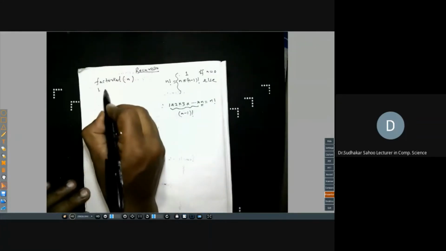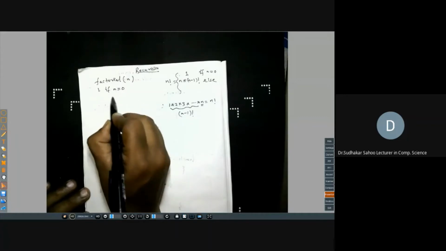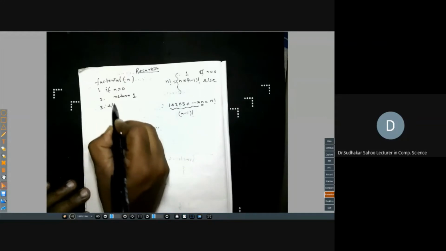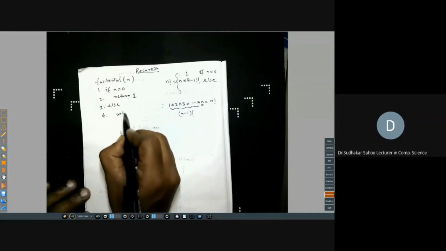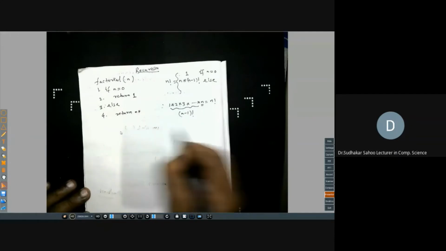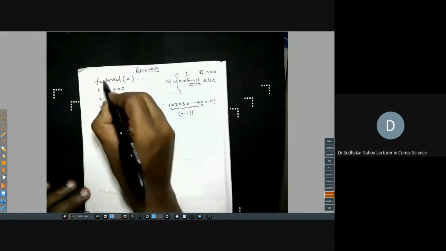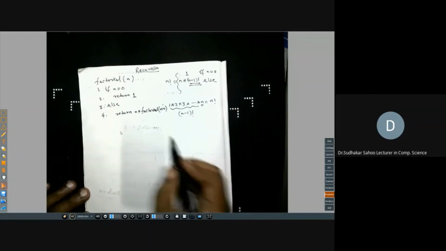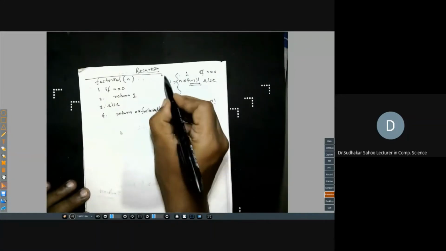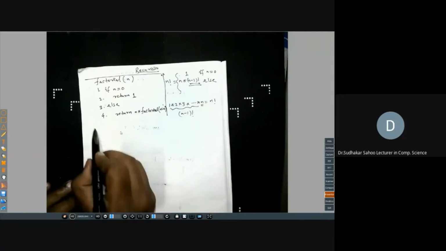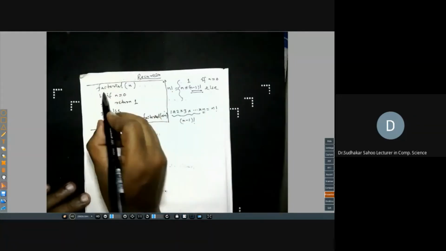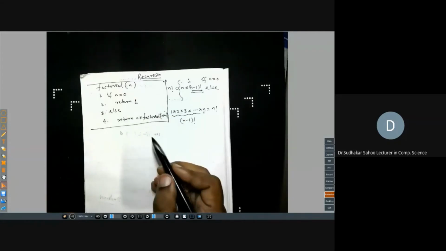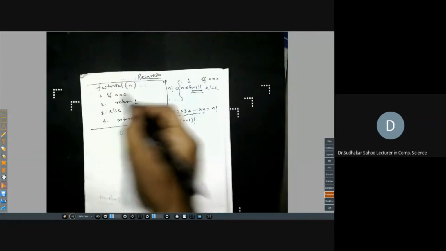Recursion will be n into (n minus 1) factorial. So step 1, if n equal to 0, then you know 0 factorial is 1. Else return n into (n minus 1) factorial. Means you call the same function, but the parameter is different. This is the algorithm. You can check the function, same function name I am calling, but with a different parameter. So this is an example of recursion.